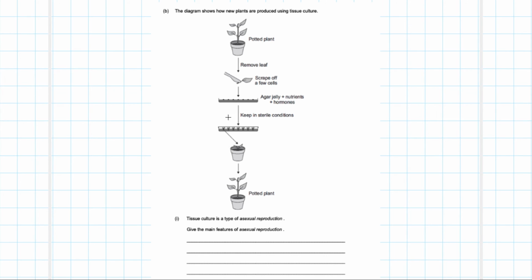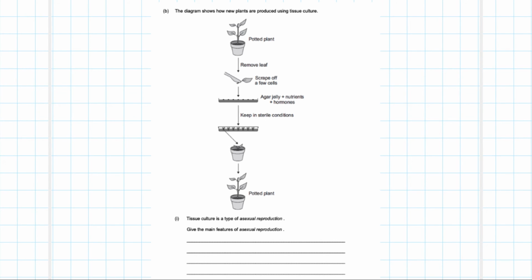So we can see here that we've got a potted plant. We're going to cut one of the leaves off, scrape a few cells off, and place it in some jelly with some nutrients and hormones. Eventually, what will happen is that there should be auxin there. If there's auxin there, then the plant will grow and will form a clone of that plant.